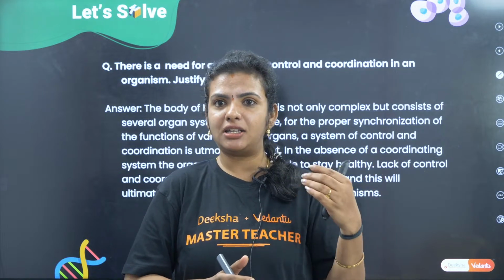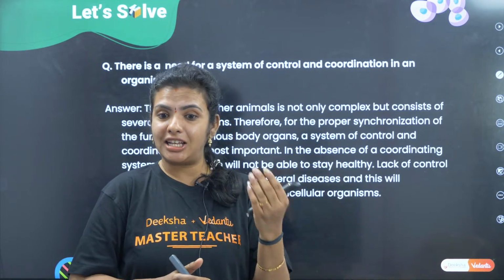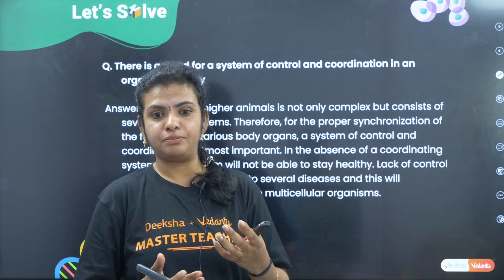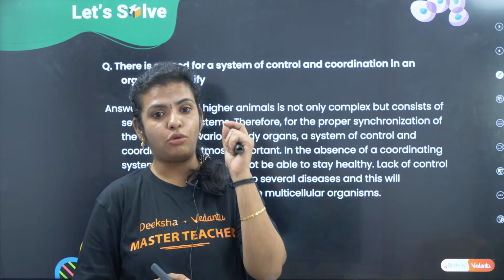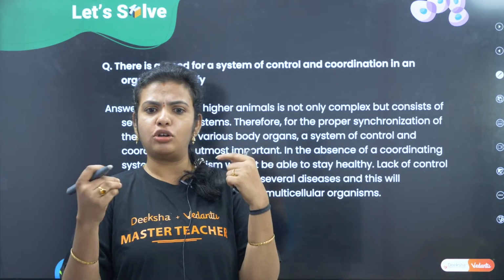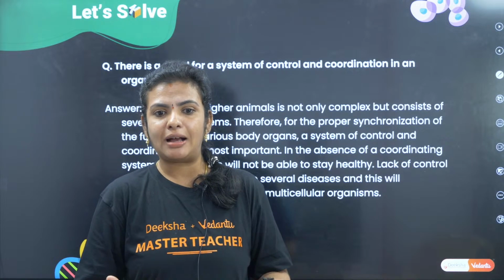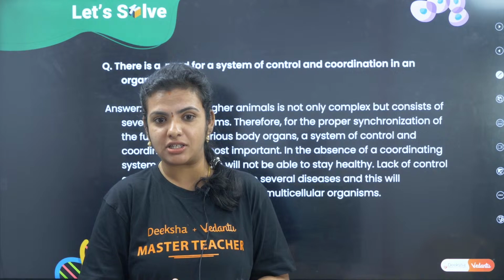Let's say the heart says, okay, I will stop pumping at this time. Or let's say the lungs say, I will not breathe more. Your body needs oxygen, you are doing exercise, your body needs energy, and the lung says, no, no, I am not going to breathe, I am not going to take more oxygen. What will happen when there is no control and no coordination between different organs?